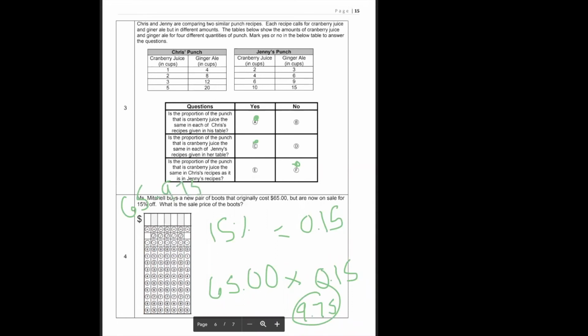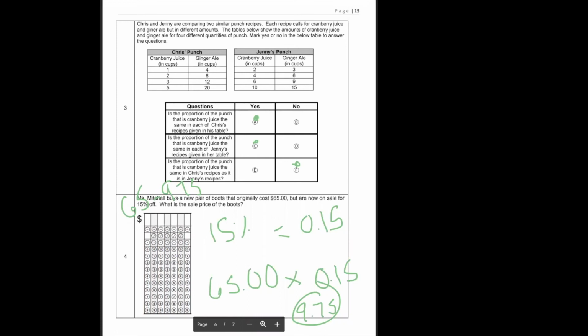And when you do that, sorry about that. Give me a second. I just need to flip to the page because I've been going ahead of myself. When you do that, you should get around $55.25. And that's the answer to this problem.